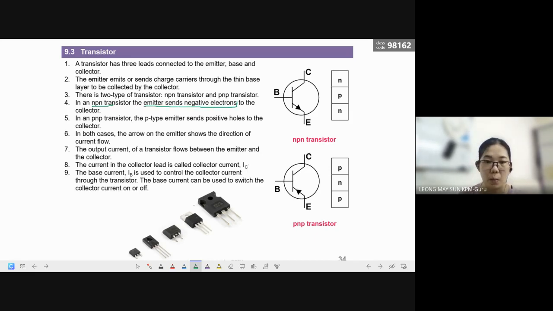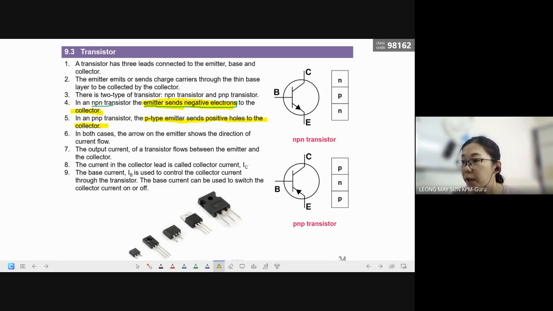So that's the reason why I put in extra slides, so you all can add into your textbook or into the notes that you have. In an NPN transistor, the emitter sends negative electrons towards the collector. In a PNP transistor, the P-type emitter sends positive holes to the collector. So this is what is mentioned.